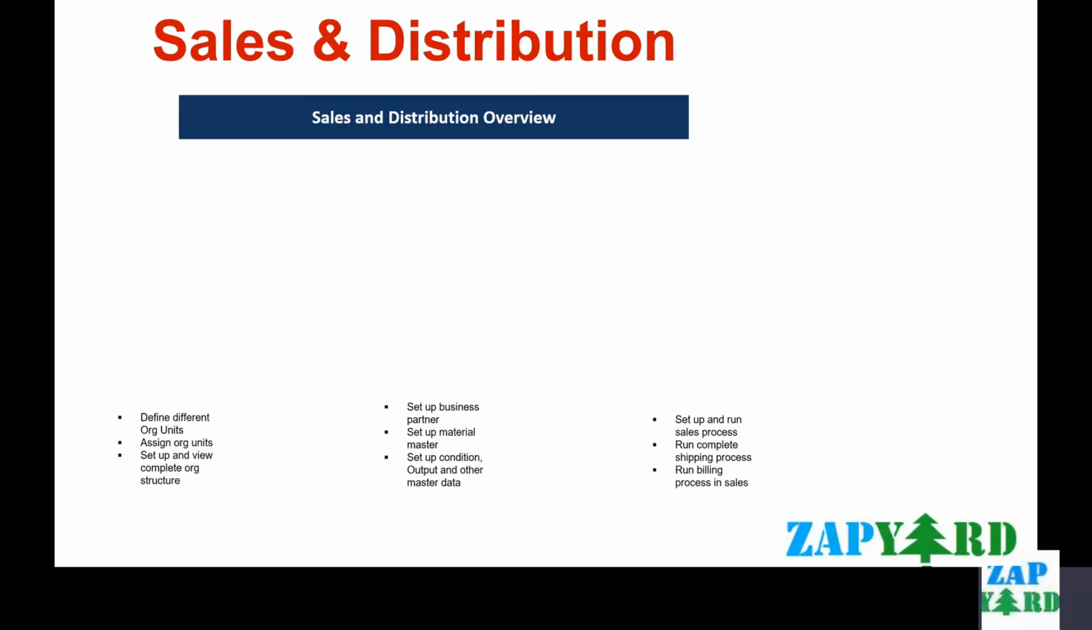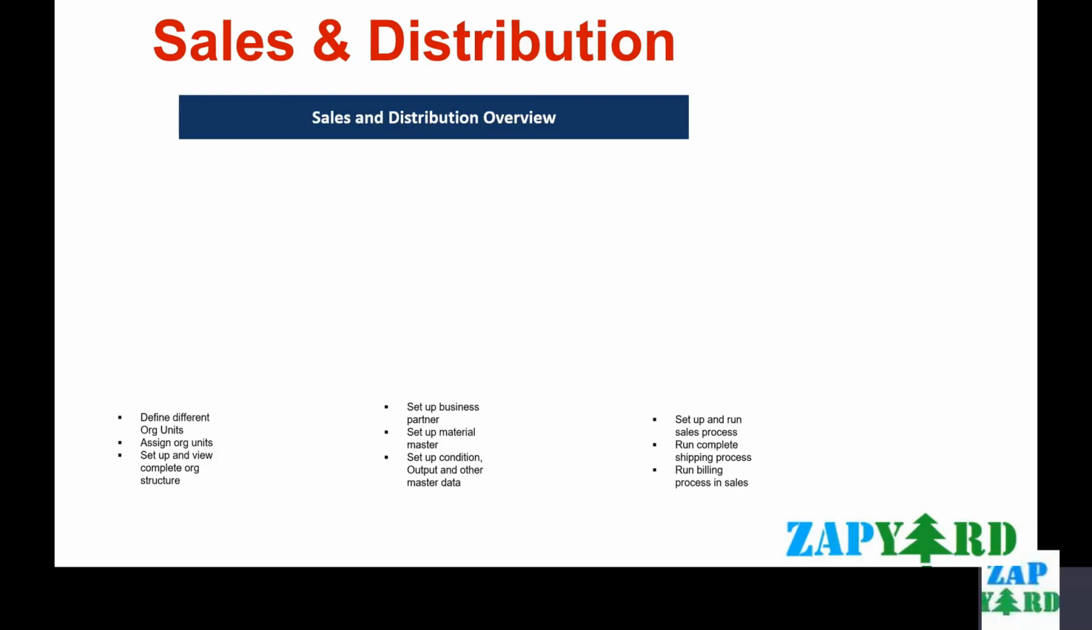This module is closely integrated with other modules like SAP MM, PP, and FI. The entire process is popularly known as the order to cash cycle, as the process starts from creating a sales order and ends with posting the invoice.